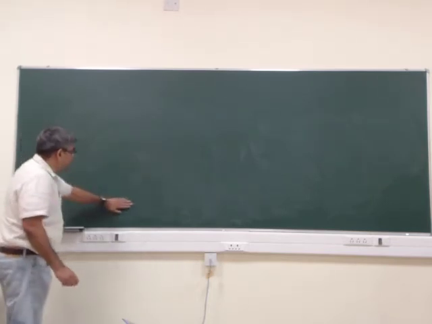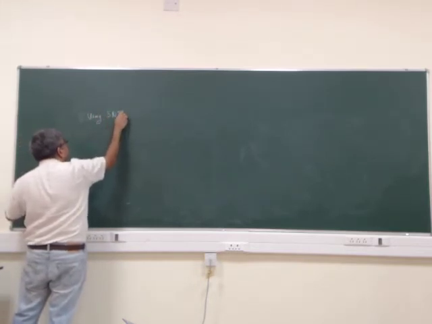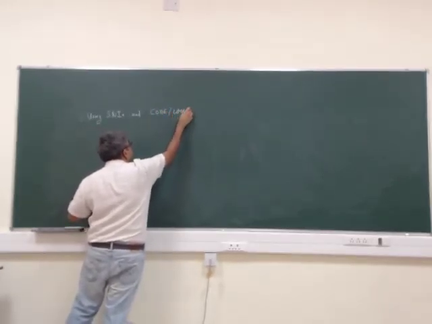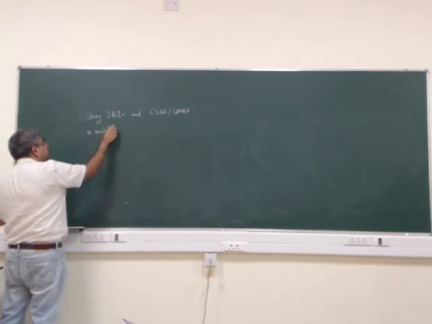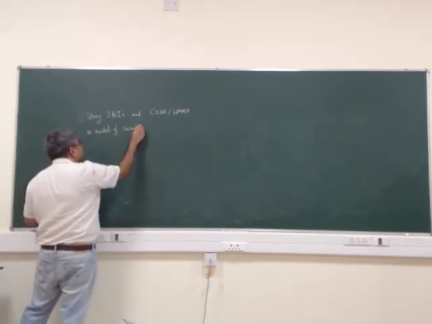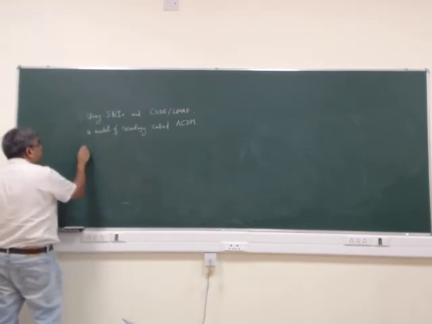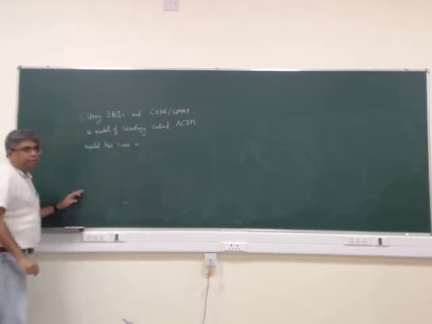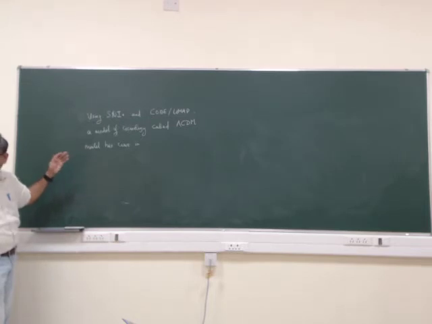Okay. So then there is, finally, using data from supernova, one way, and COBE, WMAP, a model of cosmology has been given. So this thing called lambda CDM became popular, the model of cosmology.